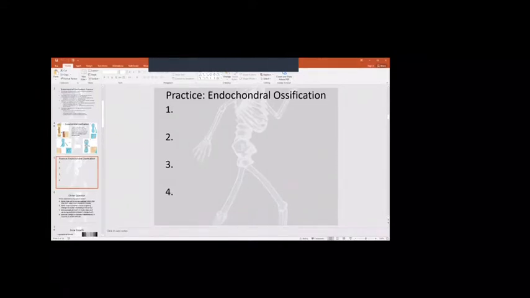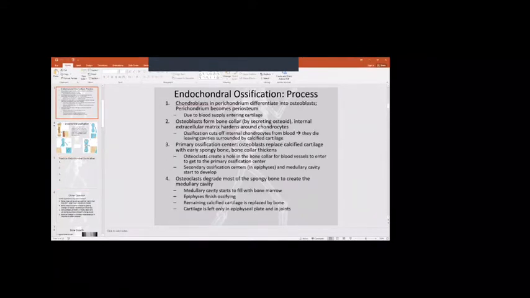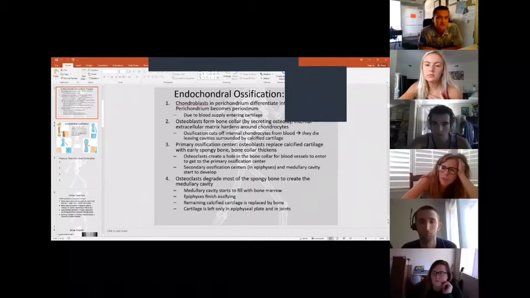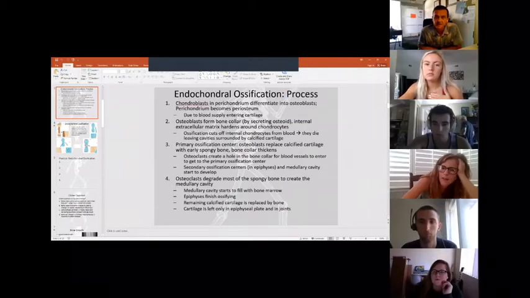So yeah, you definitely need to know all the steps and what's going on in endochondral ossification. For step 2, the ossification cuts off the internal chondrocytes. Could you just explain step 2 really quickly? Sure. Is the dashed part why it hardens, the part underneath step 2?